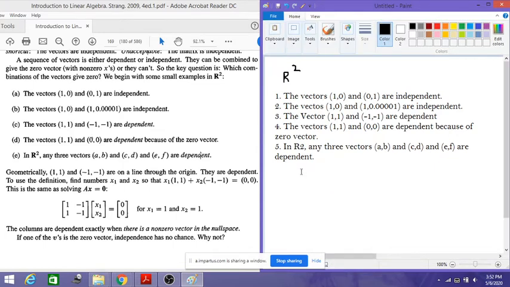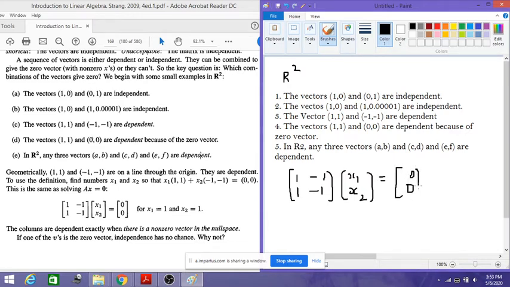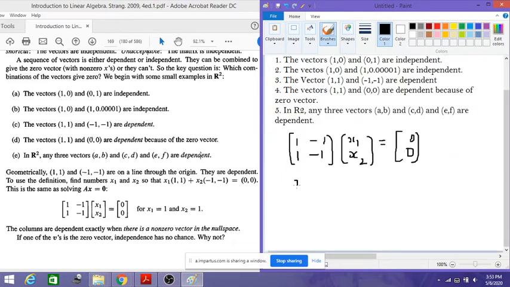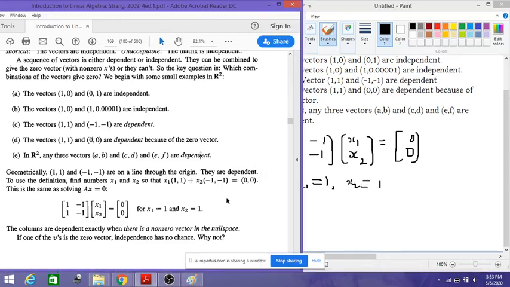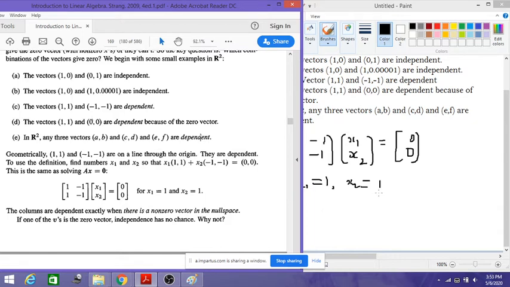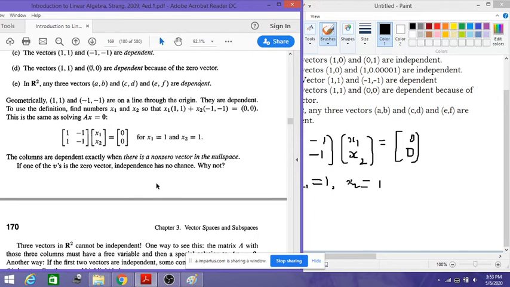So if you continue with the same example, if you look into this third point here, if I take this vector, that is 1, 1 and -1, -1, this is equal to the two variables here, that is x1 and x2, which should be equal to 0 and 0. If I want to make this equal to 0 and 0, what should be the values of x1 and x2? The value of x1 should be 1, and the x2 value should also be equal to 1. So that will give us the 0 vector. So the columns are called dependent when there are non-zero vectors in the null space.